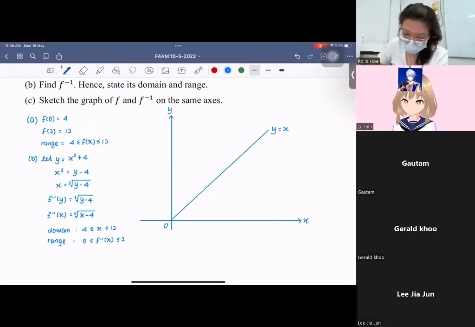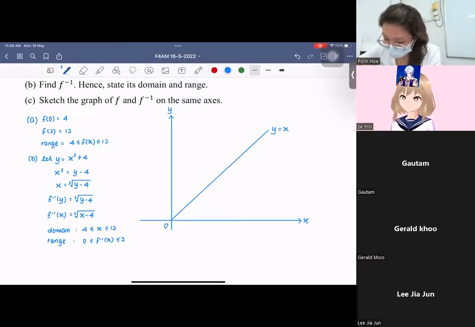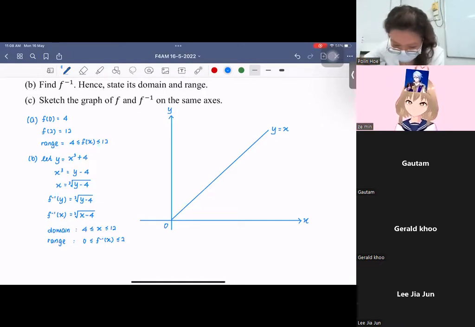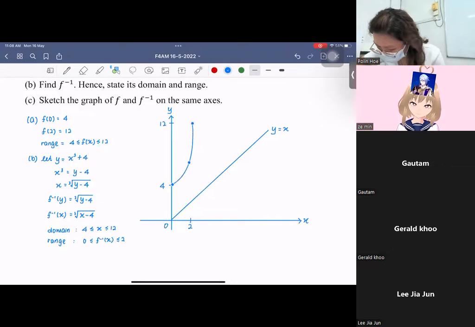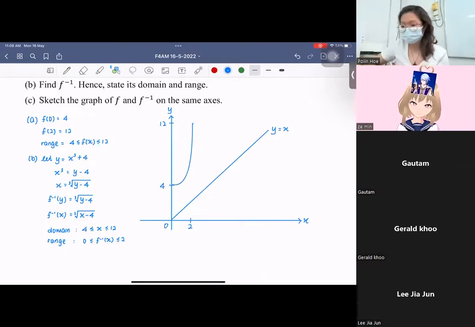Okay, look at f(x). When x equals 0, y equals 4. So maybe a point here, 4. And then when x equals 2, I have a point here, 12. And then it's a curve. This is my y equals f(x).